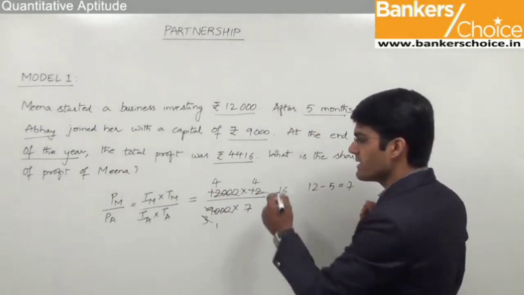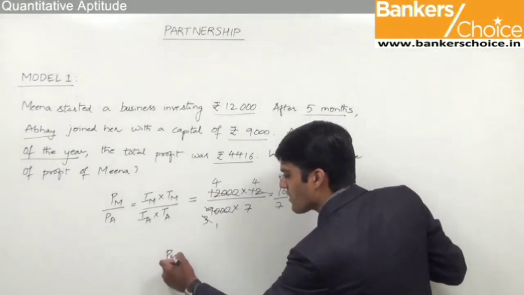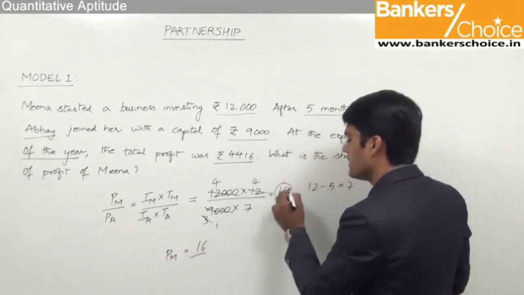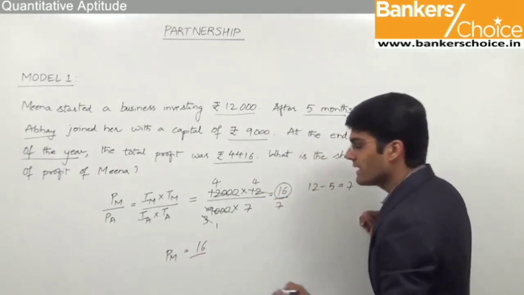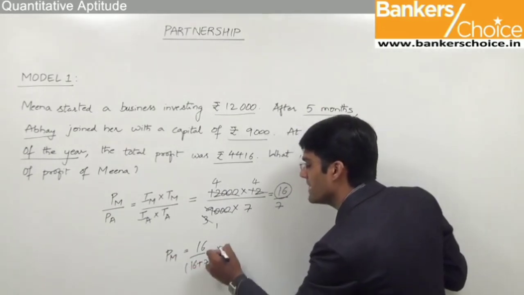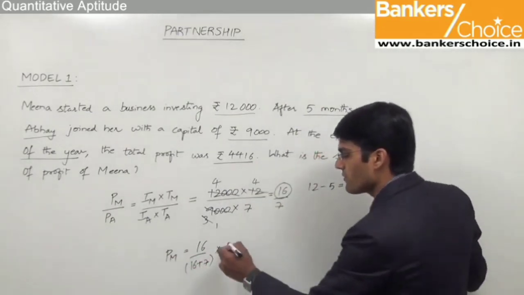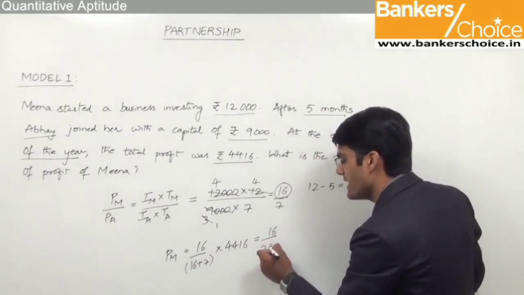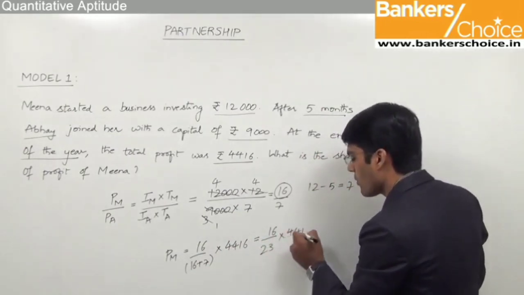So as already discussed, from ratios we can say that the profit of Meena will be 16 parts out of the total 16 plus 7, that is nothing but 23 parts, multiplied by the total profit of 4,416. So this comes out to be 16 out of 23 into 4416.